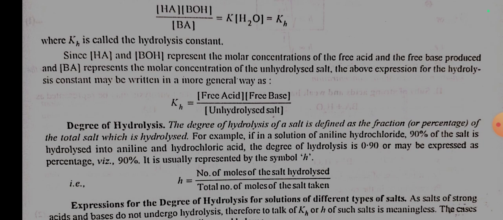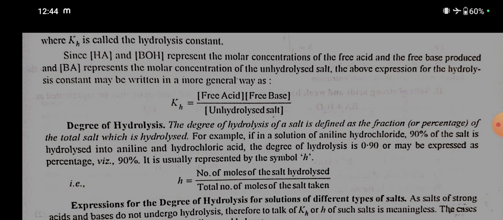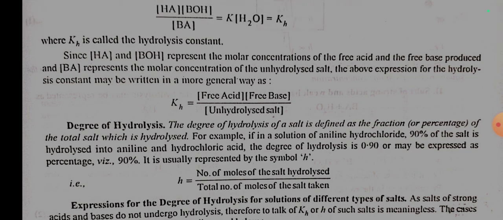Since HA and BOH represent the molar concentration of the free acid and free base produced, and BA represents the molar concentration of the unhydrolyzed salt, the above expression for the hydrolysis constant may be written in a more general way as Kh is equal to free acid into free base upon unhydrolyzed salt concentration.